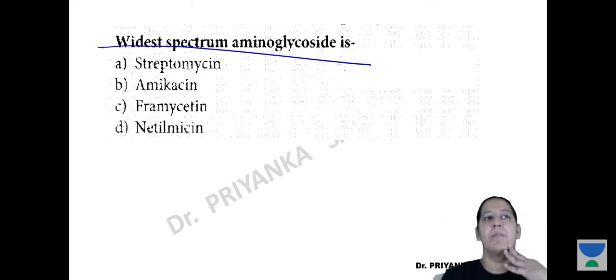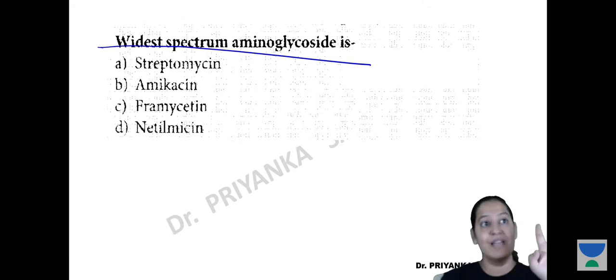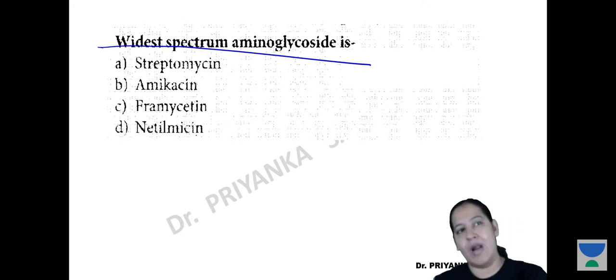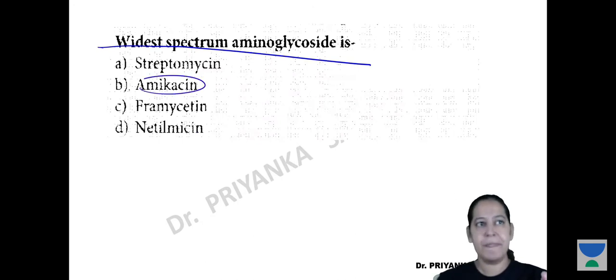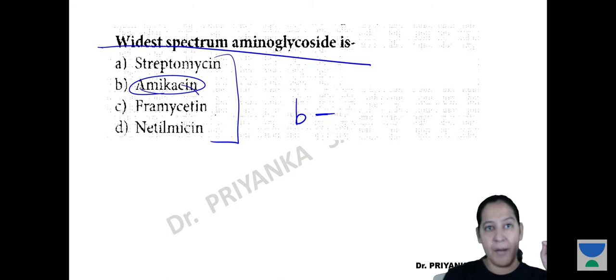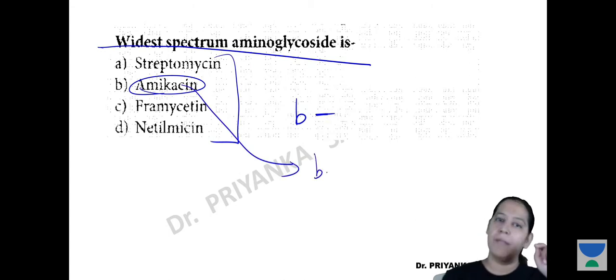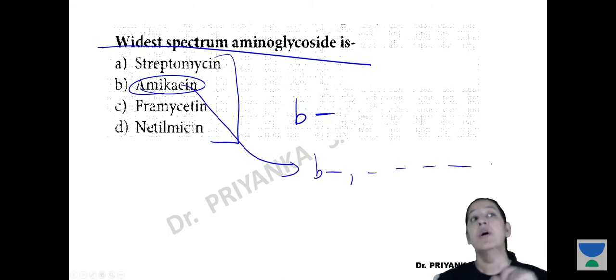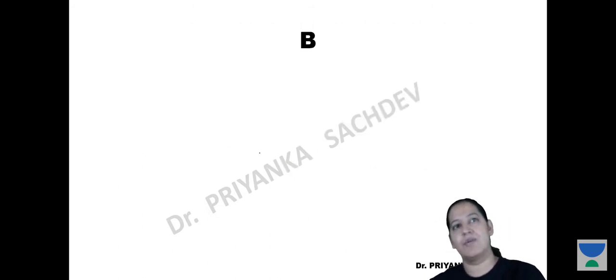This is the next question in front of you. Widest spectrum aminoglycoside. I have told you this in one-liners. So the correct answer here is B. Most of the aminoglycosides are active against only gram-negative bacilli. But amikacin is active against other bacteria also along with gram-negative bacilli. So learn it, it is given in the one-liners. So the correct answer here is amikacin.